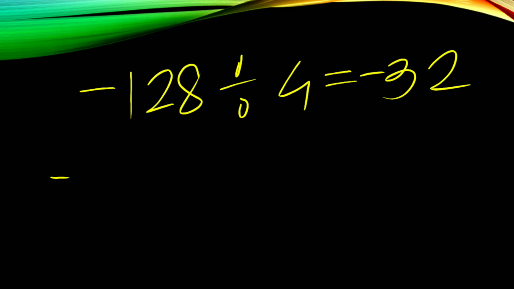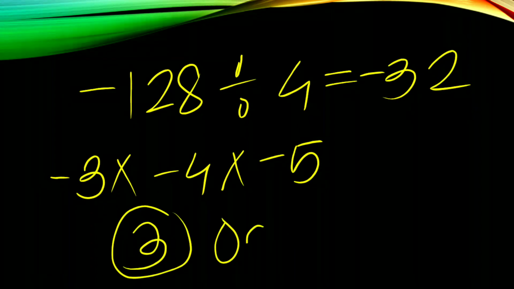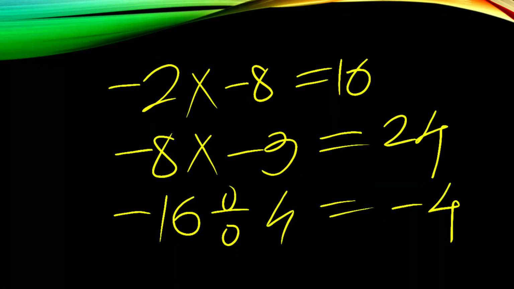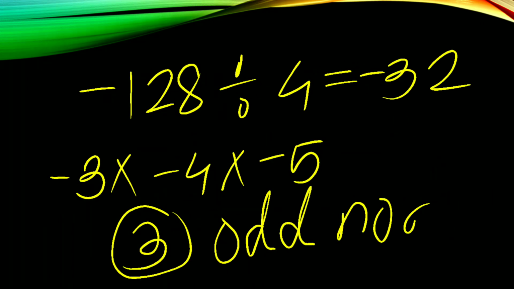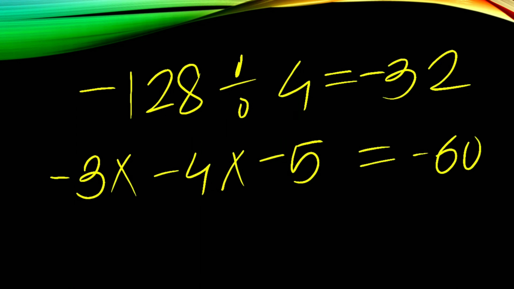Okay, so let's take some examples related to multiplication. Minus 3 multiplied by minus 4 multiplied by minus 5. Check how many times the minus sign is repeated. It is 3 times. 3 is an odd number. So as per our rule, if the minus sign is repeated an odd number of times, the answer comes in minus only. So what will be the final answer? 5 4s are 20, 20 3s are 60, so it becomes minus 60.